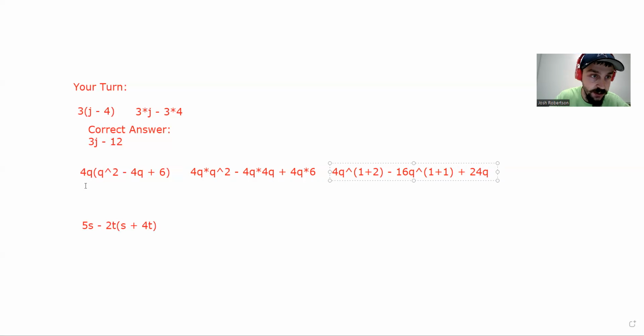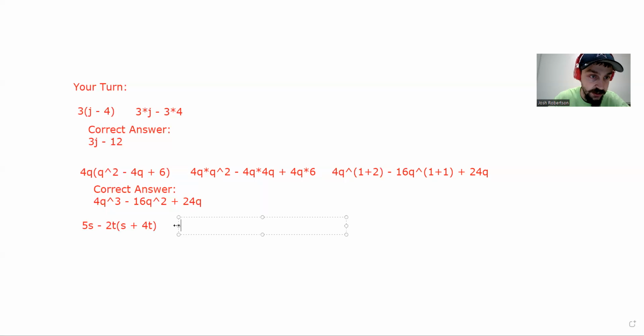So the correct answer for this one is going to be 4q cubed minus 16q squared plus 24q, right? And this one down here is a little bit harder because I just want you guys to be aware of multiple variable polynomials.